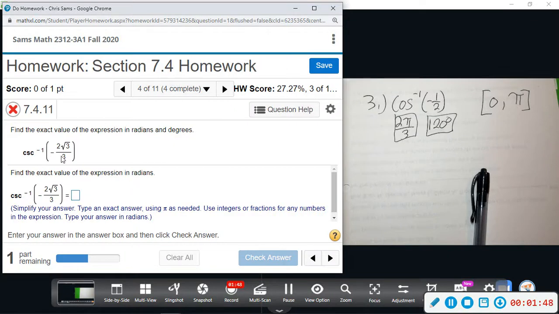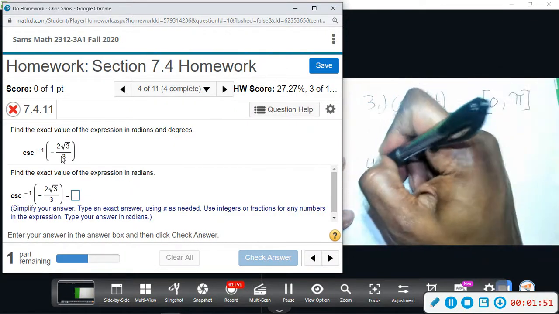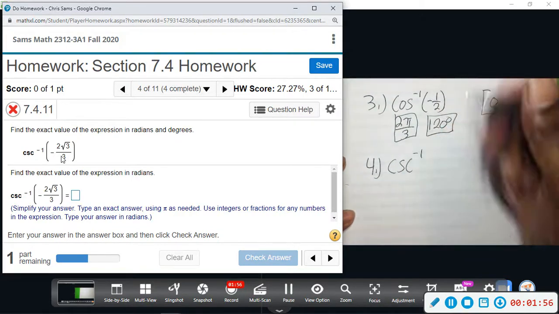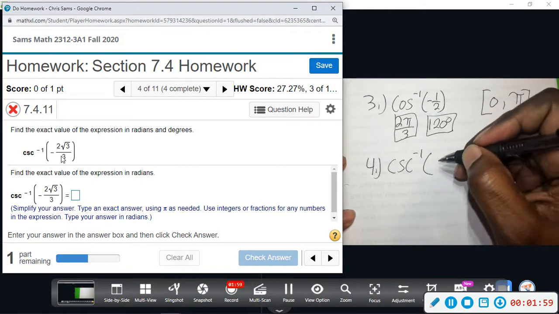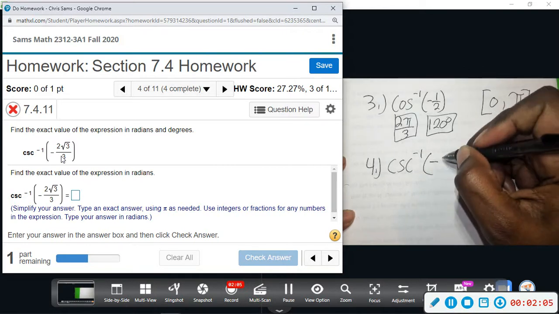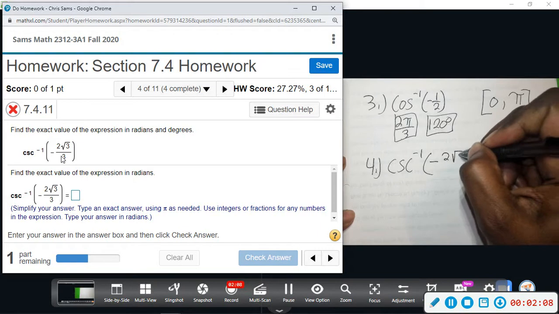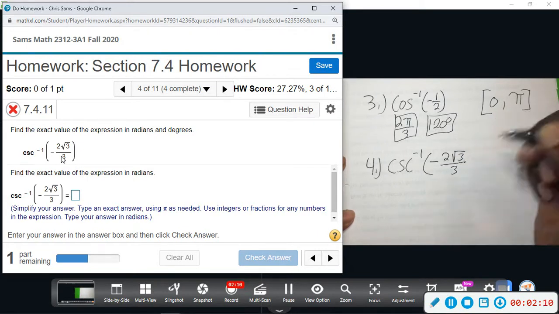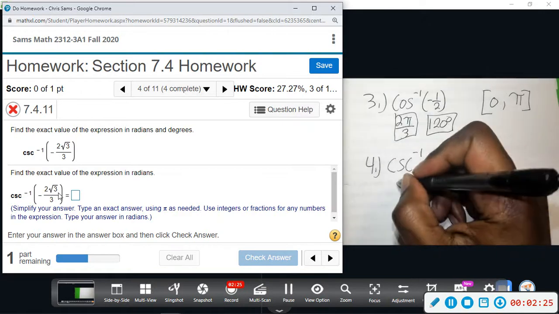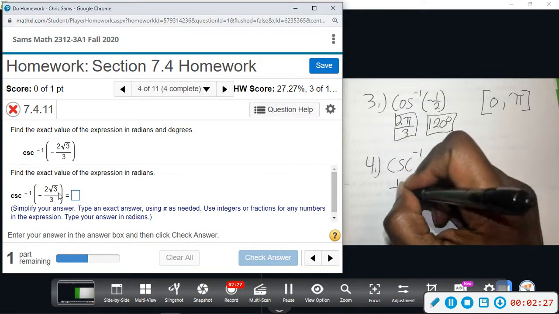Alright, so now number 4, we want to find the inverse cosecant, CSC, of -2 square root of 3 over 3. You have to recall which trig function this comes from. Cosecant is the reciprocal of sine. So you've got to recall that cosecant is 1 over sine.